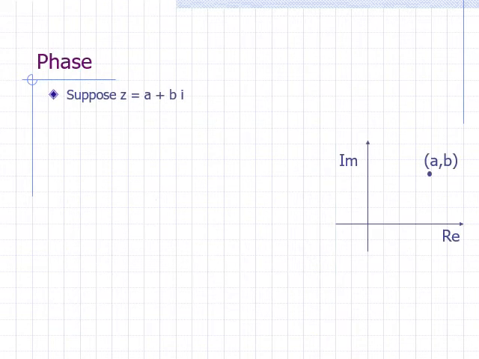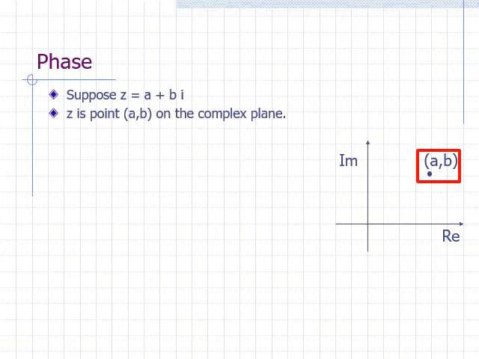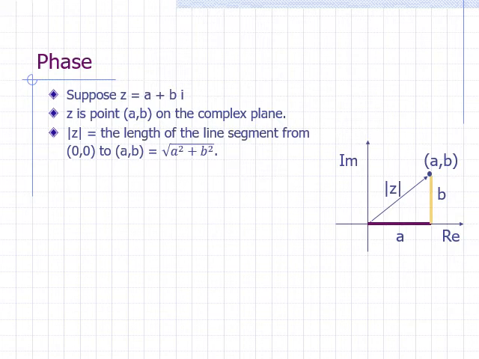Suppose complex number z is given by a plus bi. We can represent z as a point with coordinates a, b on the complex plane. This length is equal to the absolute value of the real part a, and this length is equal to the absolute value of the imaginary part b. We can see that the absolute value of z is just the length of the line segment from the origin to point a, b, and we can calculate it as the square root of a squared plus b squared.